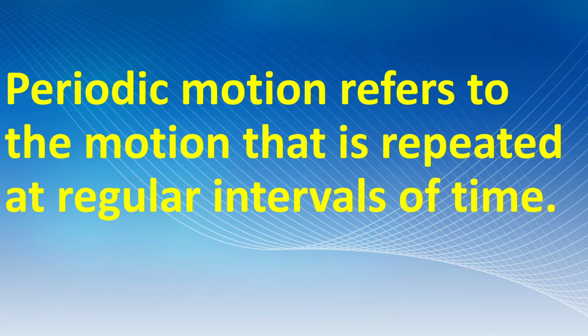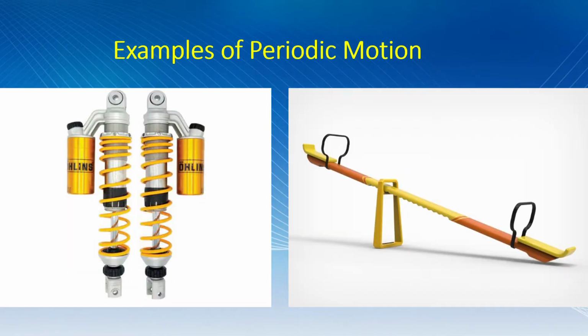Now, we have many examples of periodic motion. The first picture is shock absorbers. Shock absorbers are used by vehicles. They move up and down when the vehicle moves on an unstable road. Another one is the seesaw, which is commonly seen in playgrounds. When two persons ride on each end, they tend to move up and down.